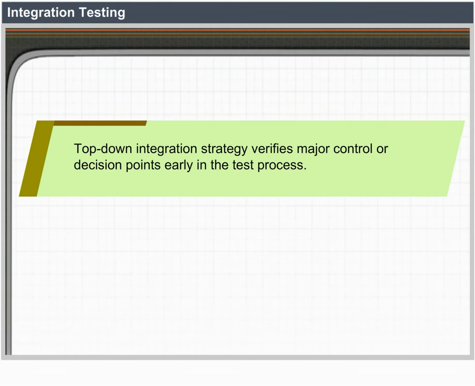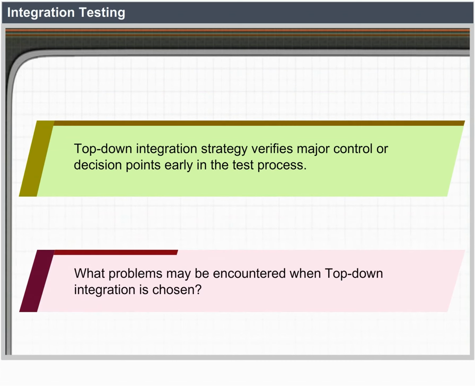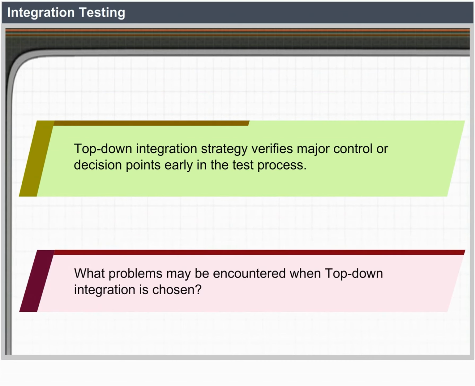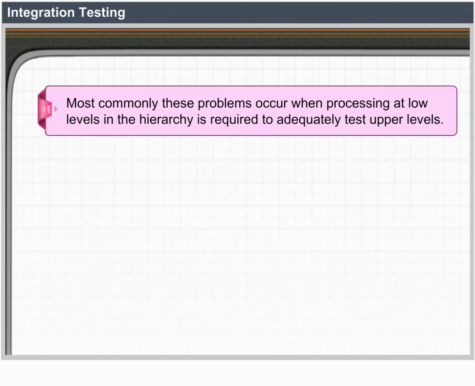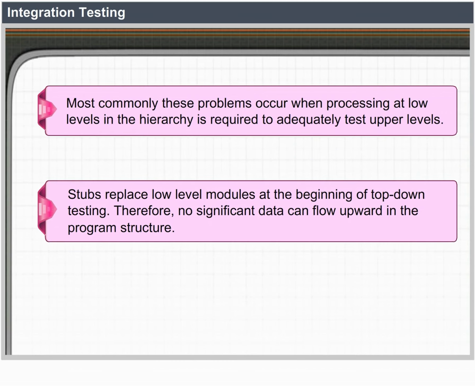Top-down integration strategy verifies major control or decision points early in the test process. What problems may be encountered when top-down integration is chosen? The most common of these problems occurs when processing at low levels in the hierarchy is required to adequately test upper levels. Stubs replace low-level modules at the beginning of top-down testing. Therefore, no significant data can flow upward in the program structure.